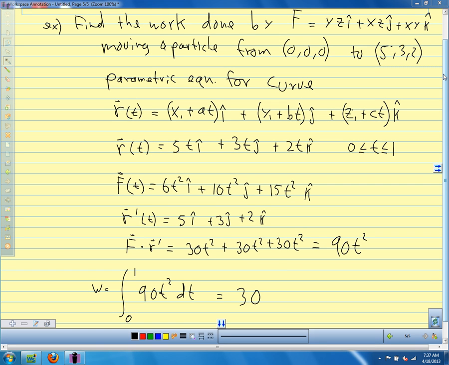So, questions on that? Setting up line integrals with vector fields takes just a few more steps than we used before. Parameterize our curve, express our vector in terms of the parameter, find r prime, take the dot product, and then integrate over the limits of our parameter.